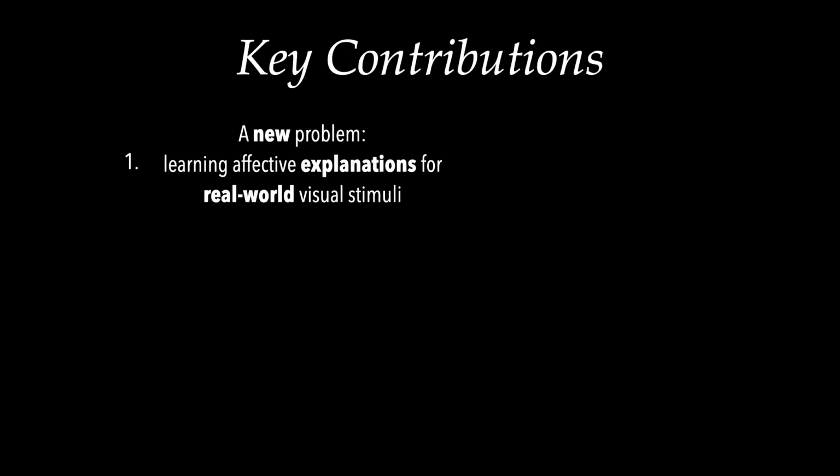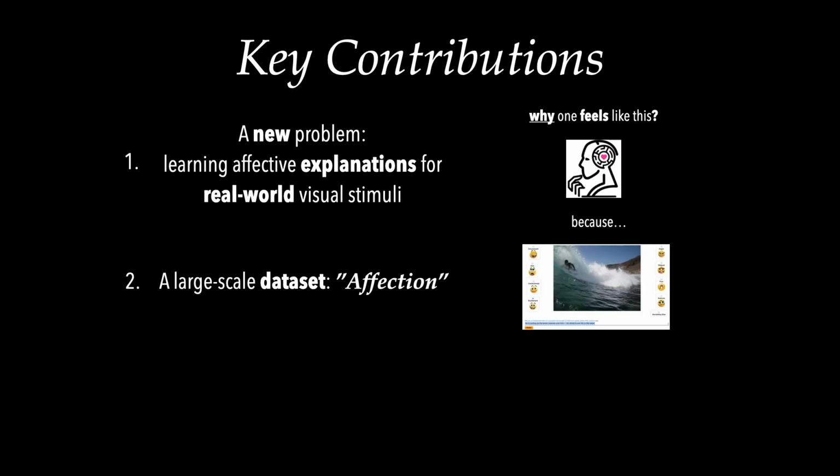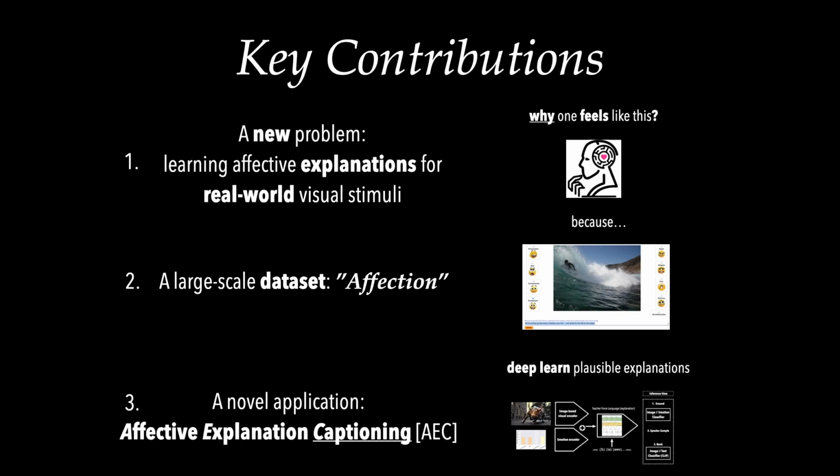This work makes three key contributions. First, it introduces the problem of deep learning affective explanations for real-world images. Second, it publishes a carefully curated multimodal dataset to establish new methods for this problem. And third, it explores the first neural captioning methods for affective explanations in the wild.